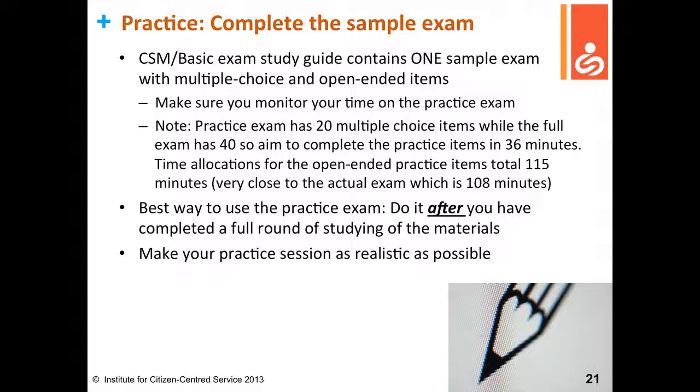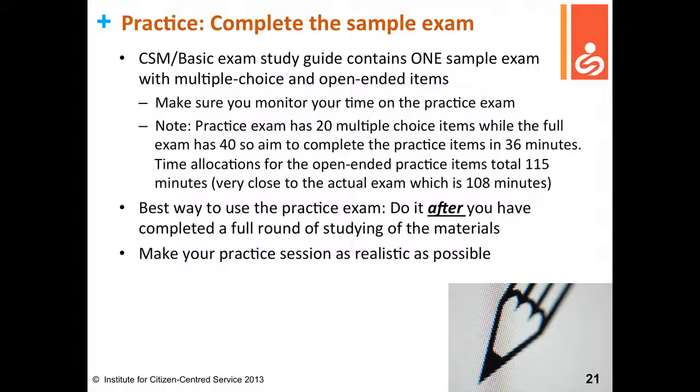And if you didn't answer it correctly, you'll want to spend some time looking at those questions so you really understand how it was that you got that one wrong. What was it that you missed in that question? And with the open-ended questions, you'll take the opportunity to write your answers exactly as you would if you were taking the exam, and then look at the answers.